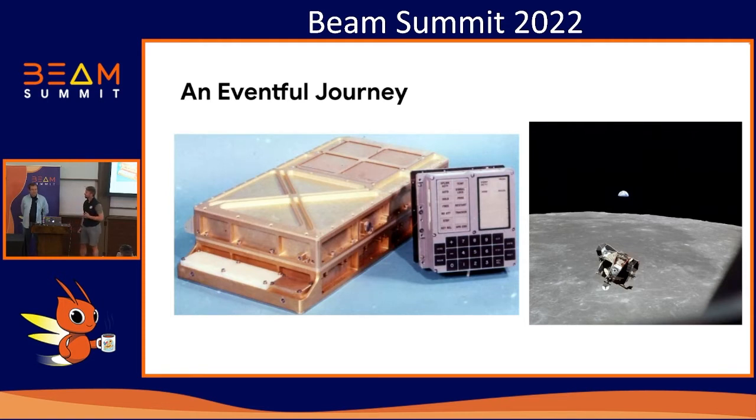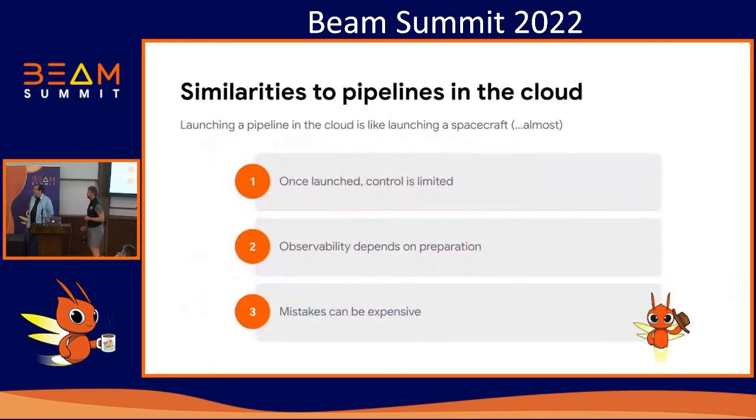The software that this guidance computer was running was designed with a number of design principles in mind. These design principles make the software that this computer is running very reliable. It was able to land the lunar module on the moon. And let's see on the next slide what this has to do with data pipelines.